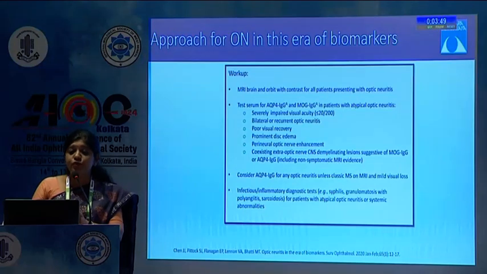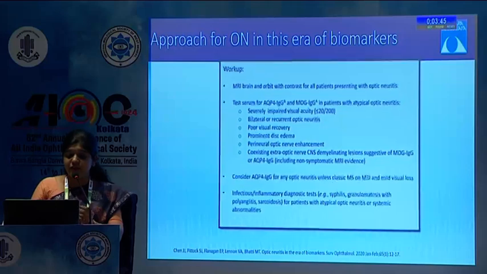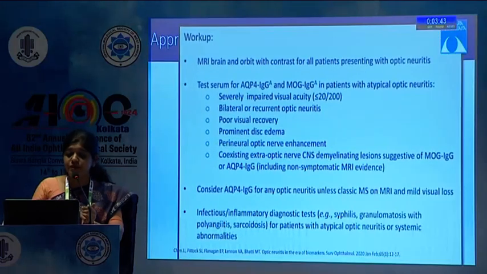So the approach for optic neuritis in this era of biomarkers, I've taken from an article by Professor Johnson. He says MRI brain and orbit is mandatory for all patients presenting with optic neuritis, and always test for aquaporin and MOG in patients with atypical neuritis, and consider aquaporin for any optic neuritis unless it's classic MS on MRI and a mild vision loss. And do an infectious and inflammatory diagnostic workup for patients with atypical features and associated systemic abnormalities.